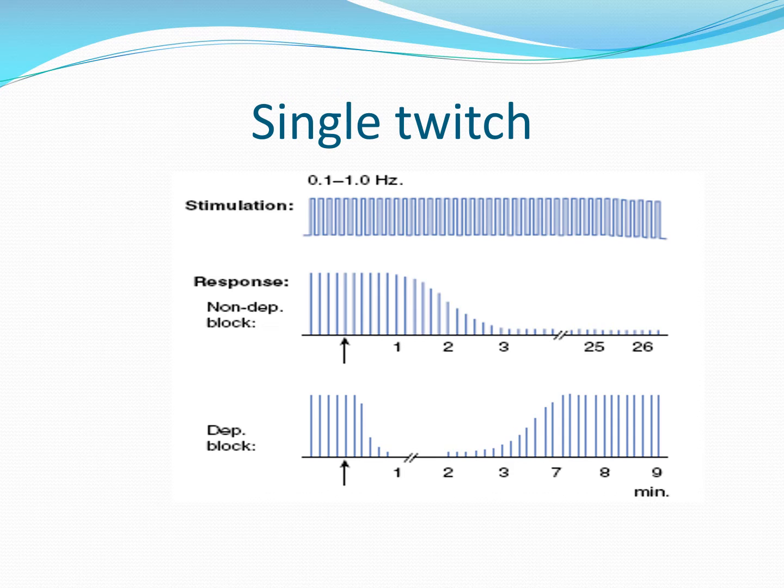And this is a single twitch, frequency either 0.1 up to 1 Hz, meaning one stimulus every second or one every 10 seconds. And you see the response in the second diagram to non-depolarizing muscle relaxants. There is a decrease in the twitch height, which is delayed somewhat, and then it's maintained depressed for the duration of the non-depolarizing muscle relaxant.